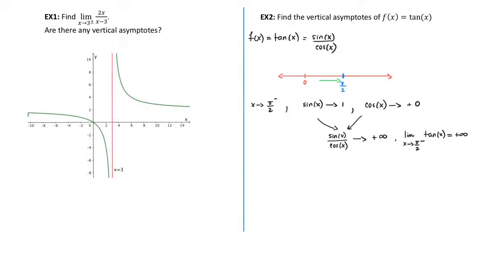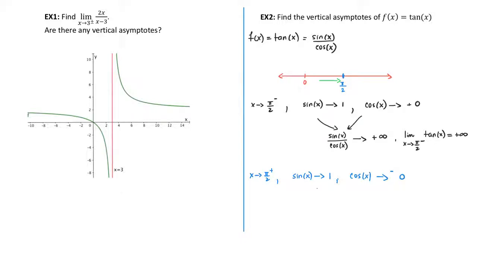But let's go ahead and do the other side as well. So what happens as x approaches pi over 2 from the right? As x approaches pi over 2 from the right, sine of x, if you think of the graph, is still approaching 1. And cosine of x, again thinking of the graph, is now going to be below the x-axis. So it is approaching 0, but in a negative way.